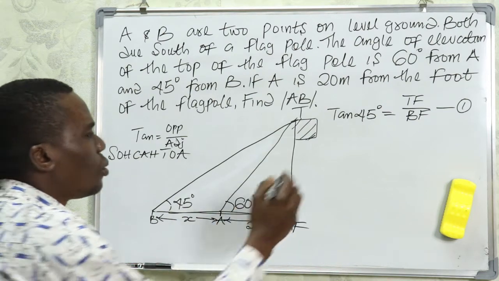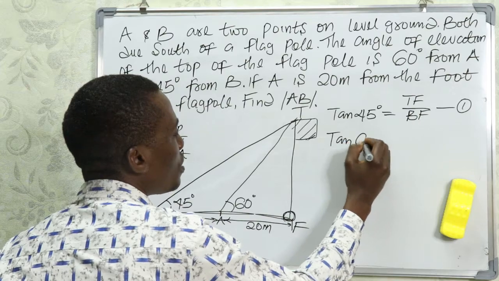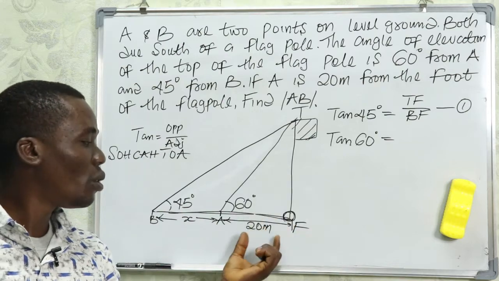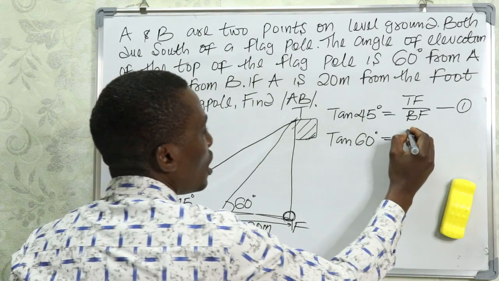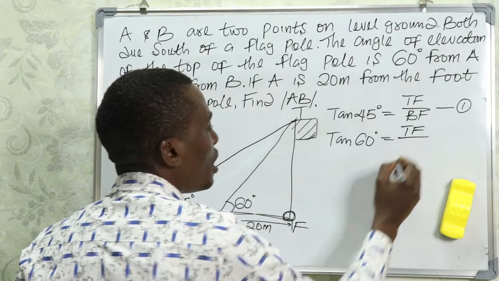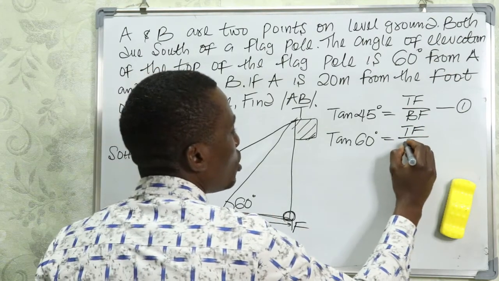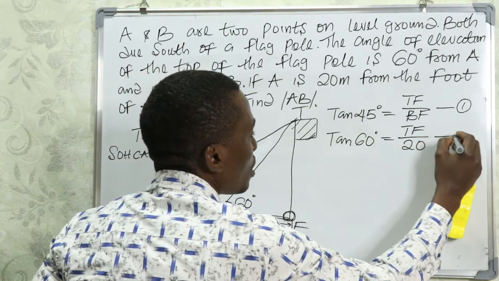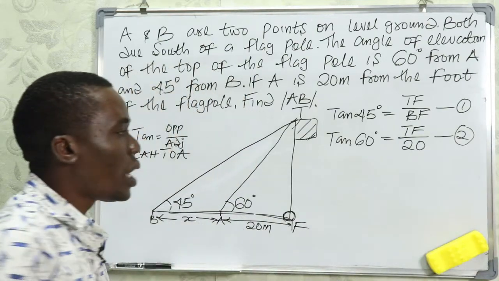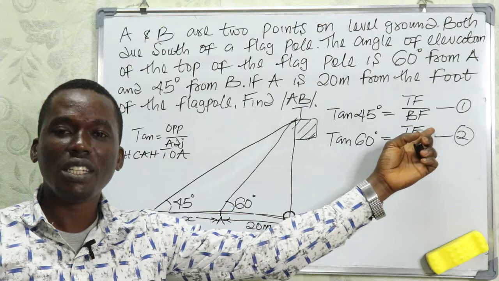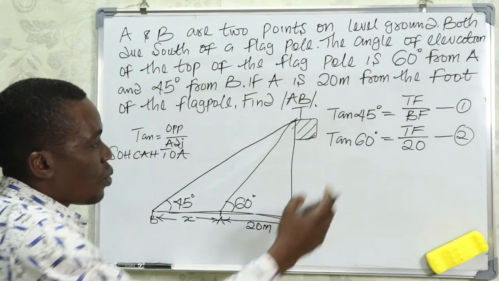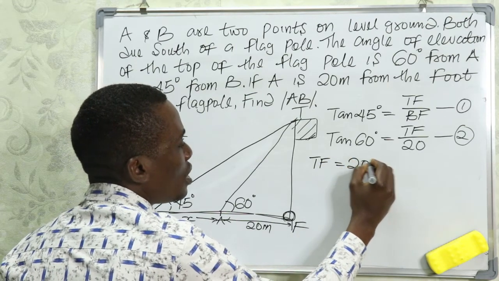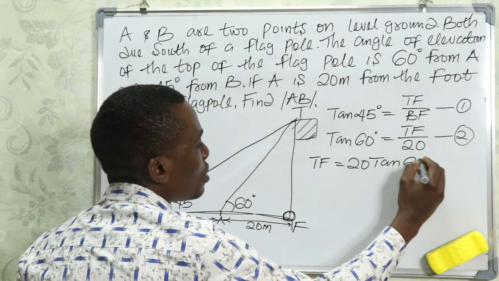Now the next thing we are going to look for is tan of 60 degrees. The tan of 60 degrees is opposite over adjacent, and the opposite is TF over the adjacent, which is 20 meters. Now do you notice that if we take this as equation 2, from this equation we can find the value of TF. If you cross multiply, you find out that TF will be equal to 20 tan 60 degrees.